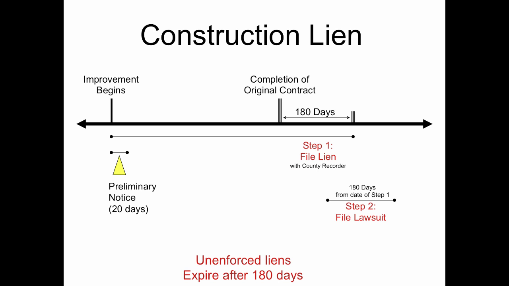You must file within 20 days of the date improvement begins on a project. If you are not paid upon completion of the original contract, you have 180 days to file a lien with the county recorder. You then have 180 days from the date you file your lien to enforce that lien by filing a lawsuit. Unenforced liens expire after 180 days.